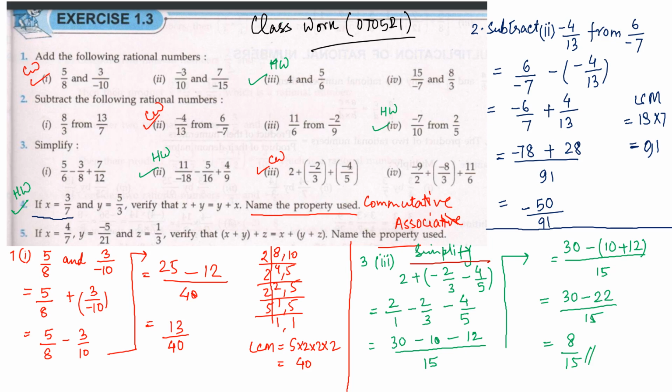If x is equal to 3 by 7, so the value of x is given 3 by 7 and y equals to 5 by 3, value of y is given. Verify x plus y is equal to y plus x. So what you will do? First you will find the value of x plus y, let it be LHS, then you will find the value of y plus x, RHS. Whatever you are getting, both the values should be same. They are asking what is this property called? This property is called as commutative property.